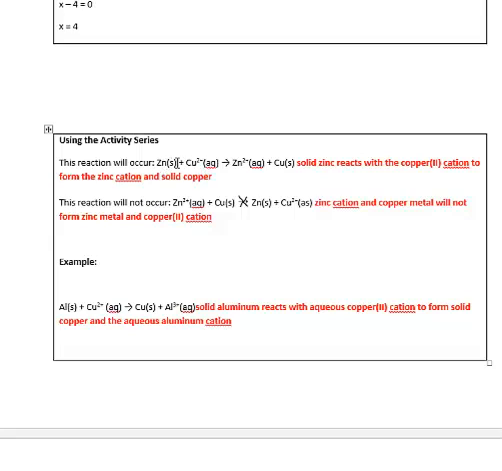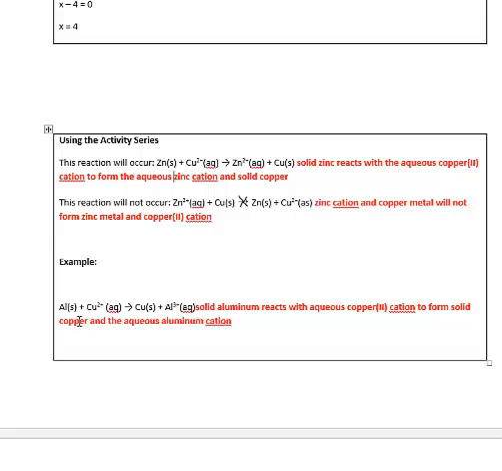Using the activity series, this reaction will occur. Solid zinc reacts with the copper plus 2 cation. Maybe I should put aqueous here. The aqueous copper 2 cation to form the aqueous zinc cation and solid copper. This reaction will not occur. Zinc cation and copper metal will not form zinc metal and copper 2 cation.